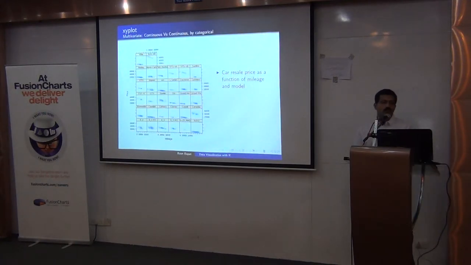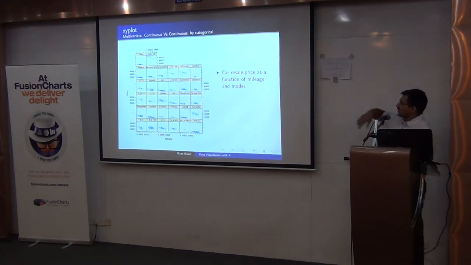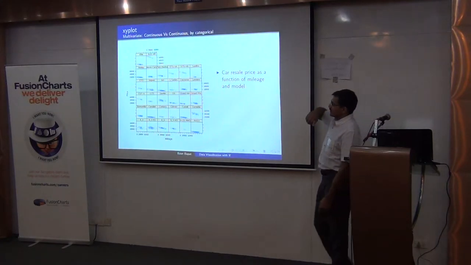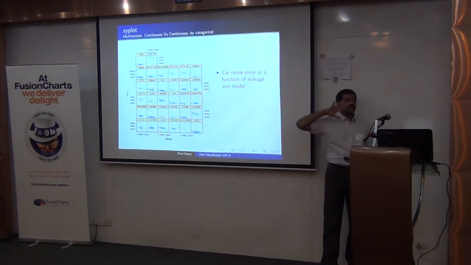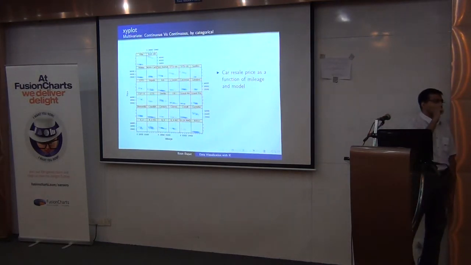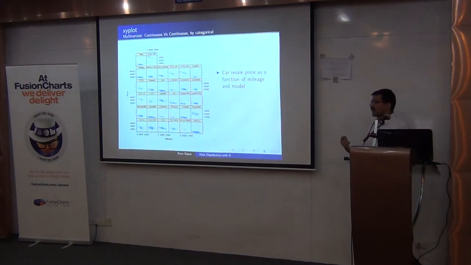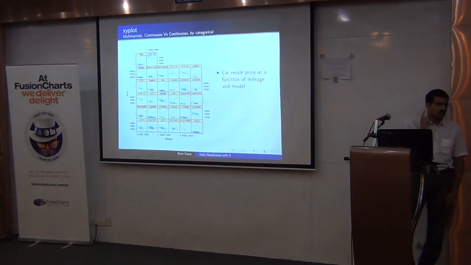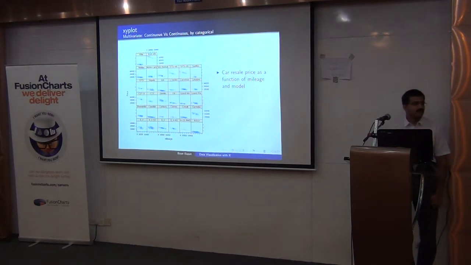So this is your xyplot in the lattice package. This is a slightly different data set on cars' resale price as a function of mileage and model. There are cars which go to a large reseller, and he has to set the price of each old car that he buys and wants to resell. So what is the right resale price that he should set on every old car that he wants to sell? That's the problem that we are working with.